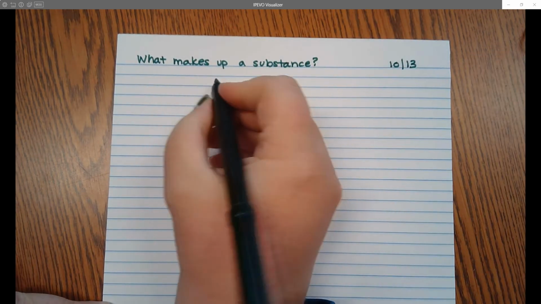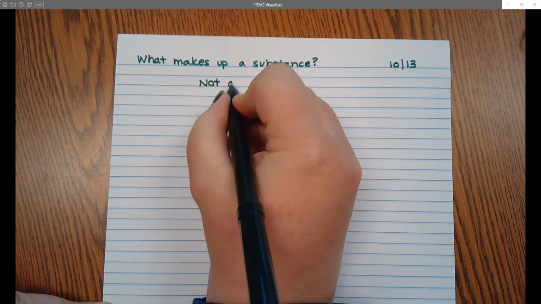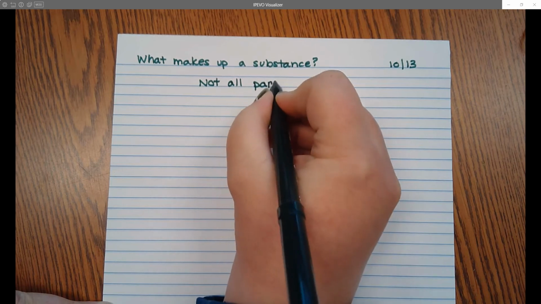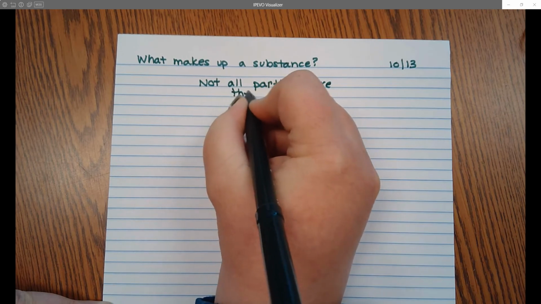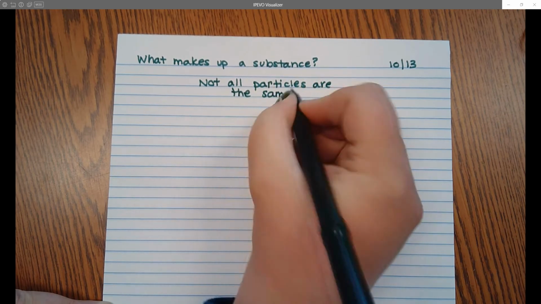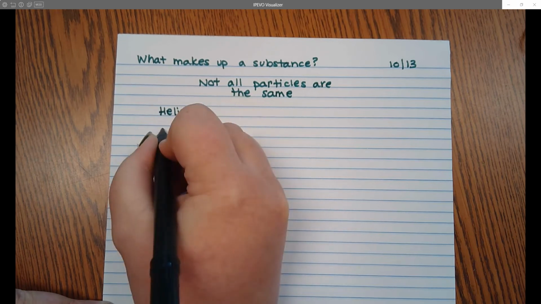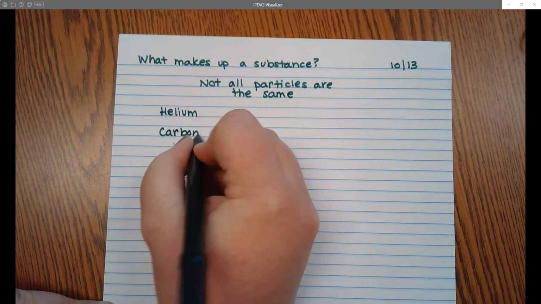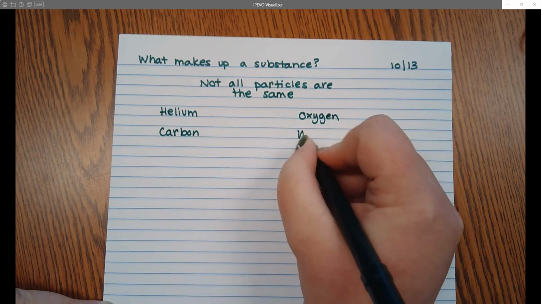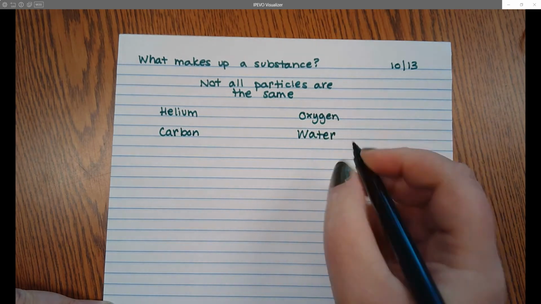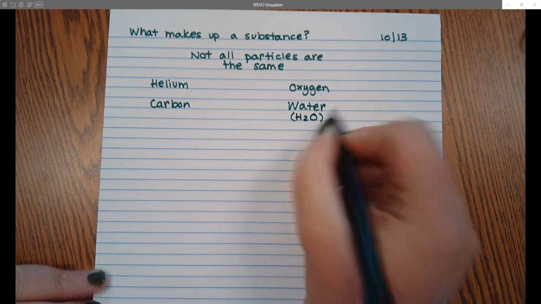So first, just some background information. Not all particles are the same. And as a few examples, we'll look at helium, carbon, oxygen, and water. The chemical formula for water is H2O. I'm going to write that on there too.